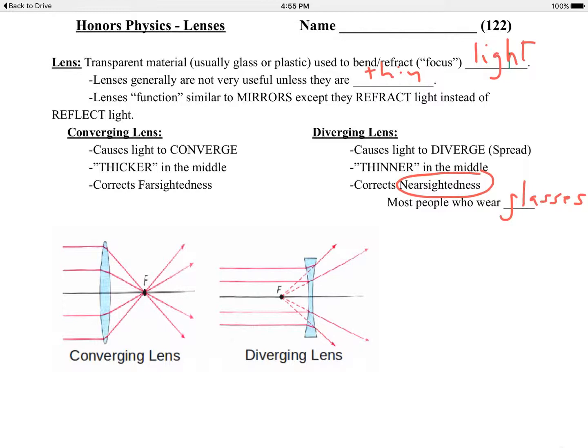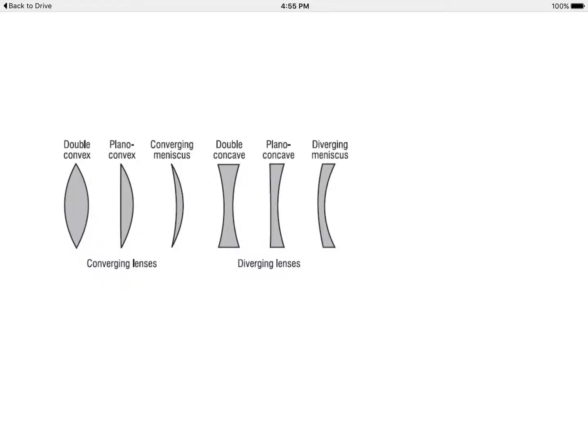Let's go to the next slide here. So in general, once again, side view of these lenses, and there's fancy names we can use and it really won't matter, but converging lenses are these three here, and there's other slight versions of this as well. They're thicker in the middle. They cause light to converge. They all work the same way.